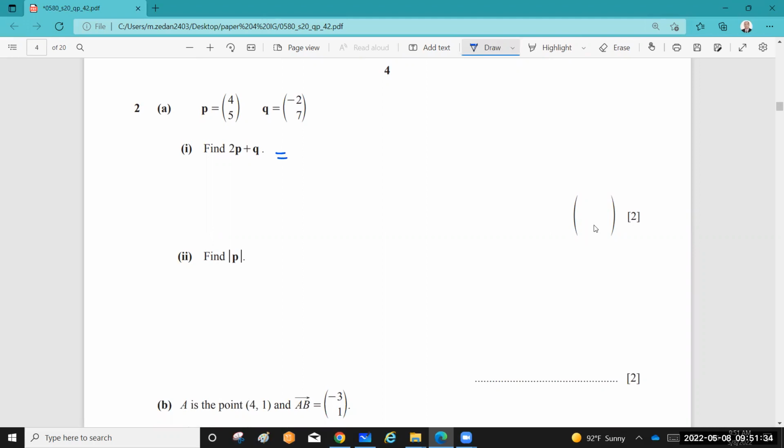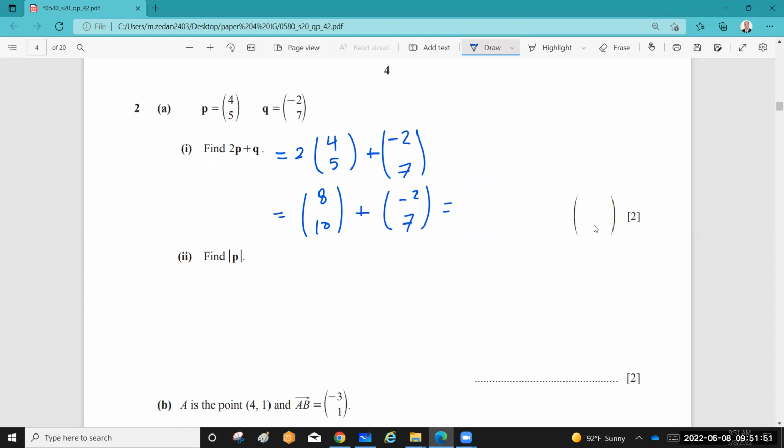Just multiply the vector P by 2. I mean, double the P, double 4 and 5, plus the vector Q (-2, 7). Just using algebra to solve this. You have (8, 10) plus the vector (-2, 7).